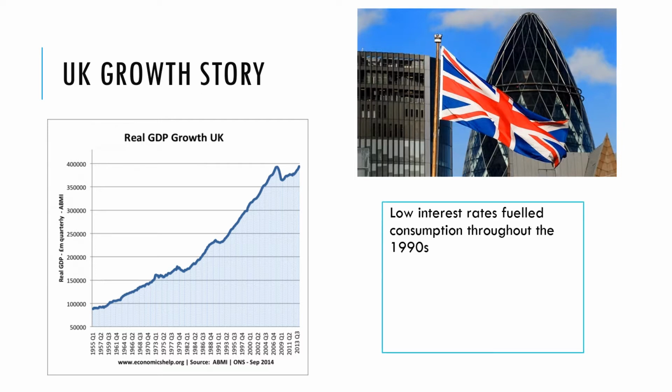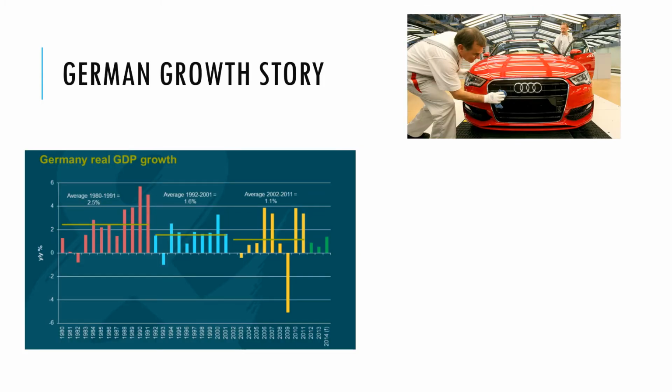Well, very low interest rates are considered one reason, and this enabled people to spend. So consumption really drove this economic growth. So we would say it was maybe demand-led, although there was some deregulation as well that created more freedom for businesses. Another story might be to look at the German growth story.